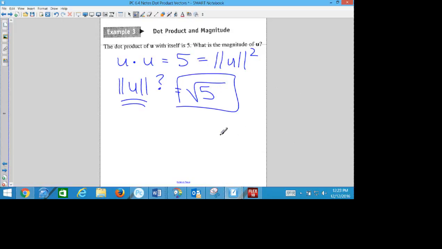That's finding the magnitude. You will do that in your homework. I think it's around question number 9. So you said magnitude is positive.